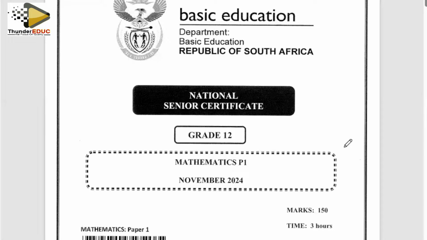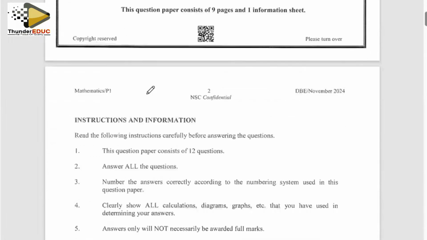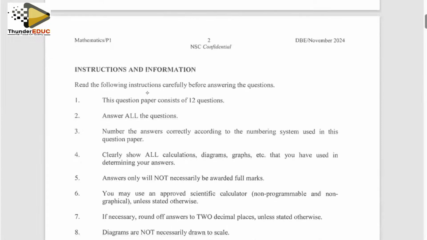And welcome to yet another session where we shall be looking at the proposed memorandum of the grade 12 mathematics paper 1 for November 2024. The paper was out of 150, and 3 hours was the duration. Looking at the instructions, this time we have 12 questions. All questions are compulsory.